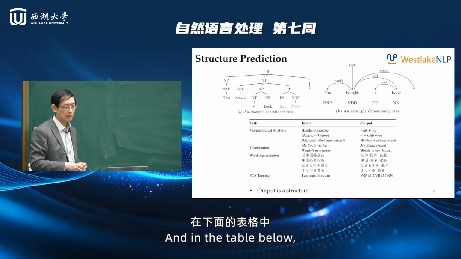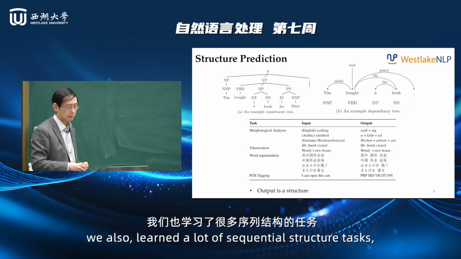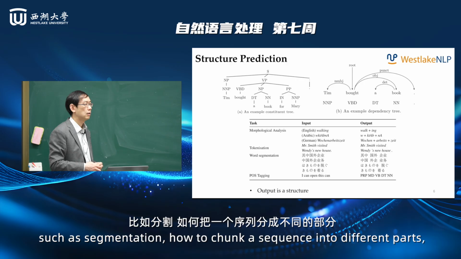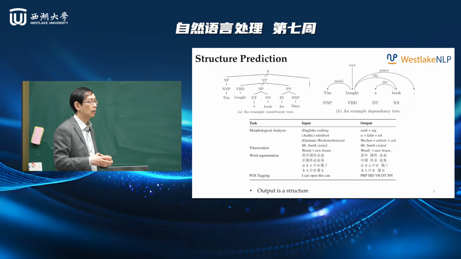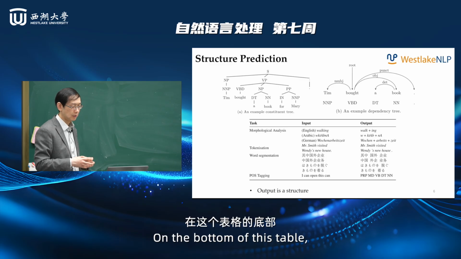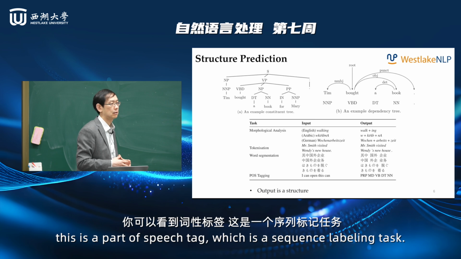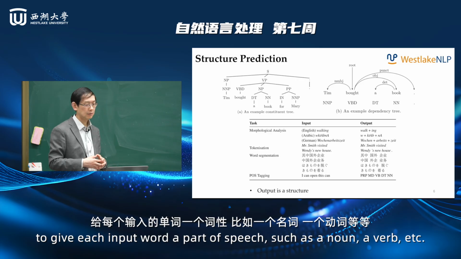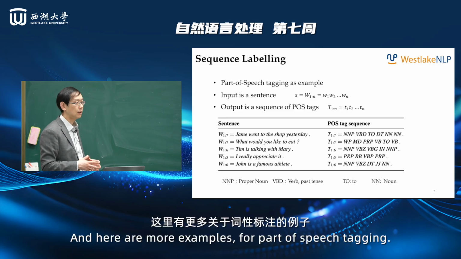And in the table below, we also learned a lot of sequential structure tasks, such as segmentation, how to chunk a sequence into different parts, and of course, sequence labeling. So on the bottom of this table, you see part of speech tagging, which is a sequence labeling task, okay, to give each input word a part of speech, such as a noun, a verb, etc. All right, and here are more examples.